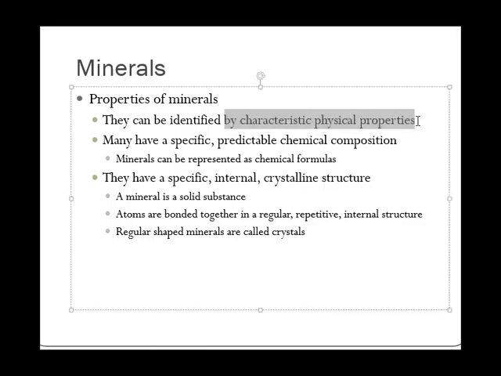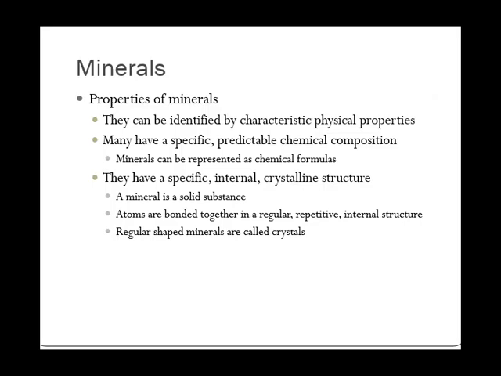Minerals can be identified. Geologists, people who look for different types of materials in the ground, have to be able to identify them, and minerals can be identified by physical properties. They also have predictable chemical composition. Different types of minerals, things like quartz, calcite, diamond, graphite, are all minerals, and they can be identified by various physical characteristics and chemical characteristics as well.